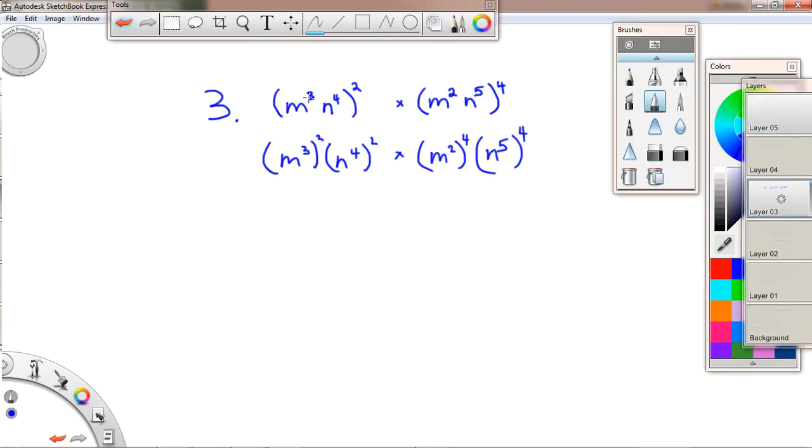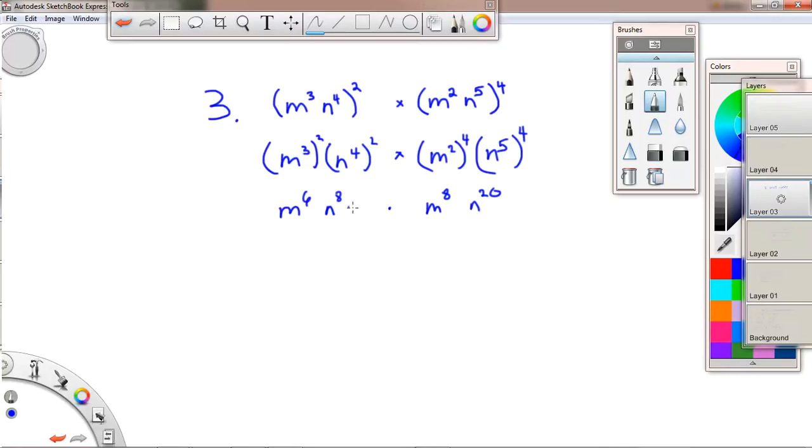Again, I'm assuming that you know your exponent rules. If you don't, review your notes, review the other video I have about exponent rules. Okay, so here we go. m to the third squared is m to the sixth, n to the fourth squared is going to be n to the eighth. And we're going to be multiplying this by m to the eighth, and n to the fifth to the fourth power is going to be n to the 20th.